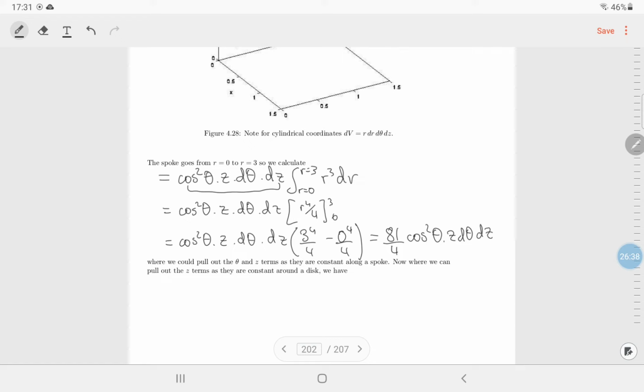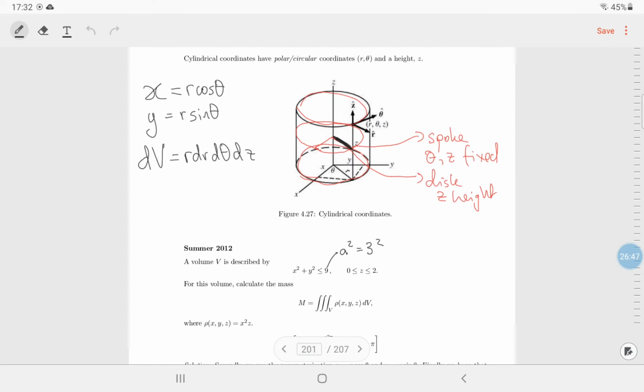Okay, so now that's the mass of a spoke, and if you pick different angles, you get different spokes. So for example, theta equal to 0, you get that spoke. Theta equal to pi over 2, you get that spoke. Theta equal to pi, you get that spoke. Theta equal to 3 pi over 2, you get that one. Pi over 6, you get that one. And we're adding them all up from theta equal to 0, which is here, all the way around to theta equal to 2 pi. And that then will be the mass of the disk.